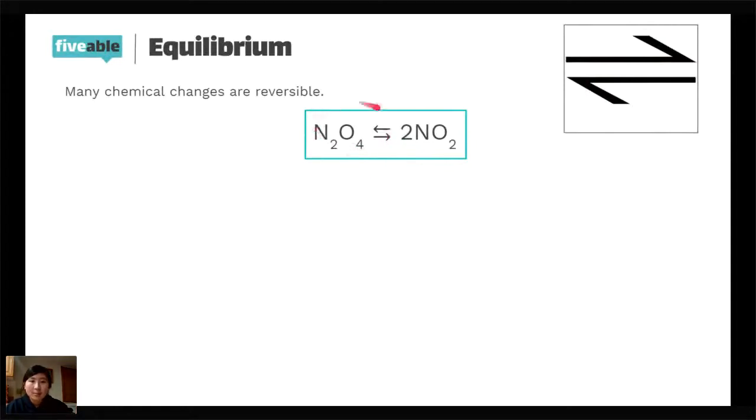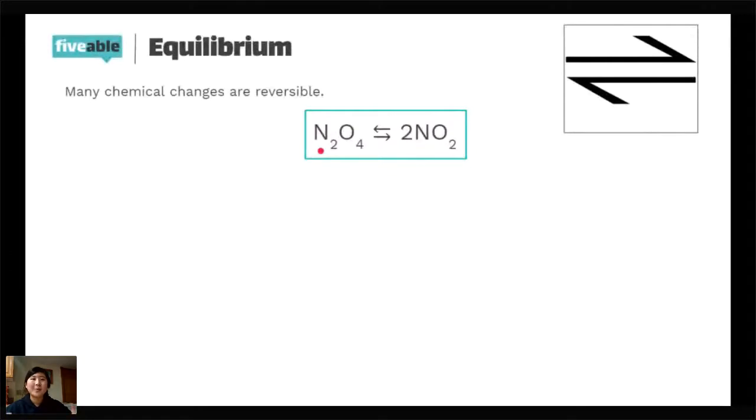So you can see that the reactant produces the product, but then the product also produces the reactant. If you start off with just the reactant, and we have none of the product, it's going to react with itself and produce the product. And then as you produce the product, it's going to start producing the reactant. It goes both ways.